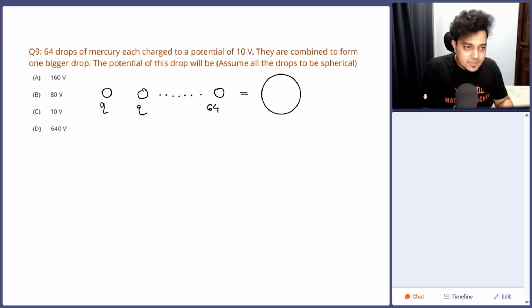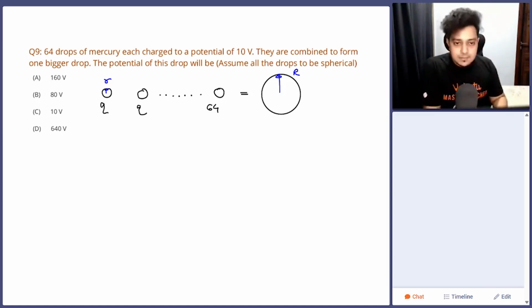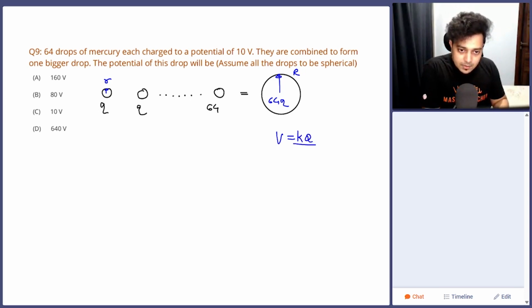The radius of every small drop is small r, and the radius of the bigger drop is capital R. How much charge will be there on the big sphere? It will be 64 times Q, because charge will simply add. So what is the potential of this drop? That is what you have to figure out. Potential will be equal to KQ upon R. K as it is, Q is the total charge on the sphere, which is 64 into Q, upon its radius capital R.